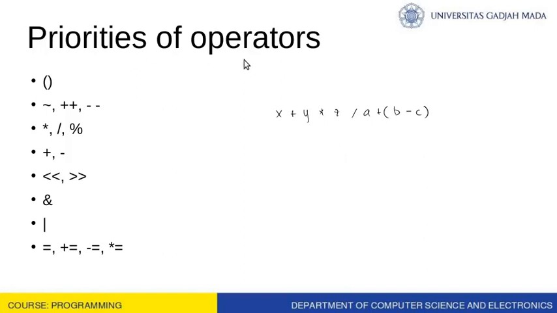So the priorities of operators in C++, and in several programming languages, are also the same. The first is bracket, and then we have not, and then increment, decrement, and then we have multiplication, division, and remainder, addition, subtraction, and so on. So they are the priorities of our operators.